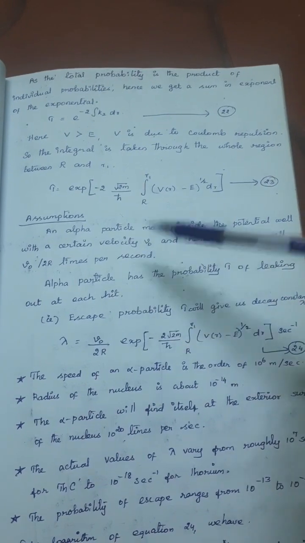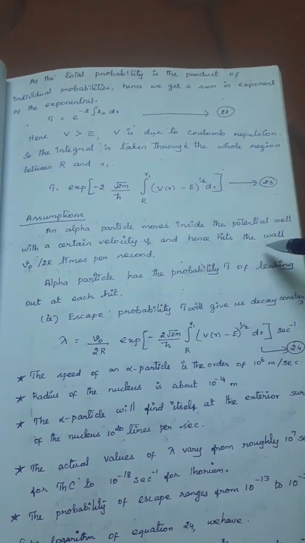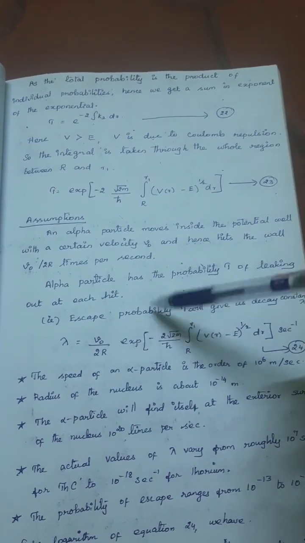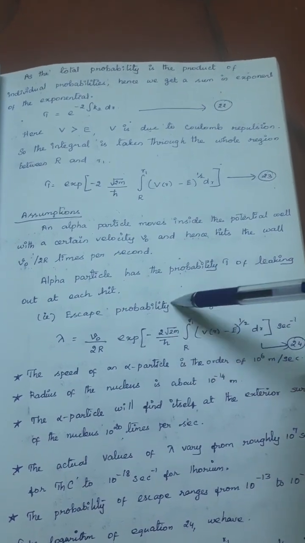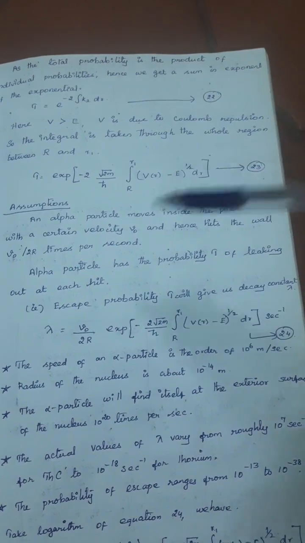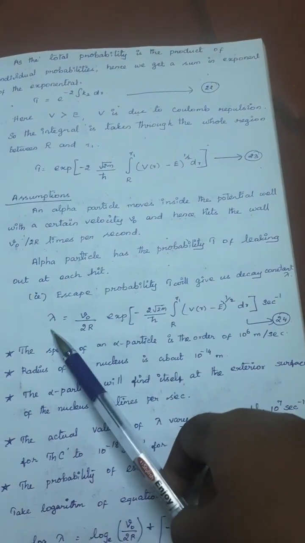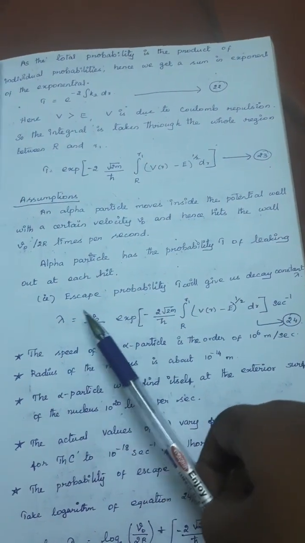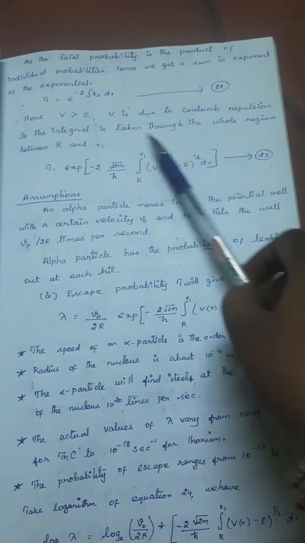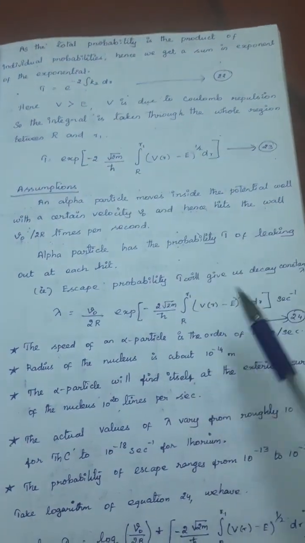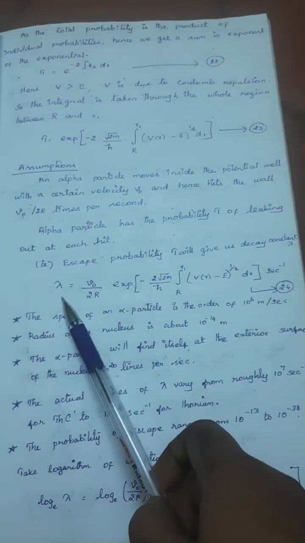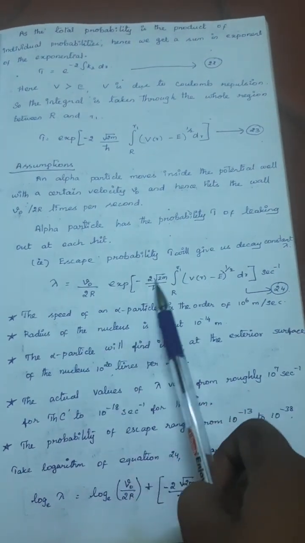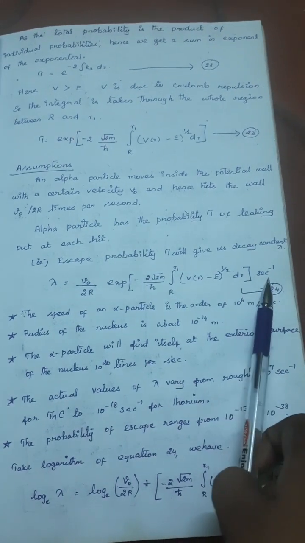So automatically the alpha particle has probability T of escaping out on each hit. So the escape probability is measured by using a decay constant. That decay constant is represented by the term lambda. So lambda is V0 divided by 2r into this exponential term. The unit of the decay constant is second power minus 1.